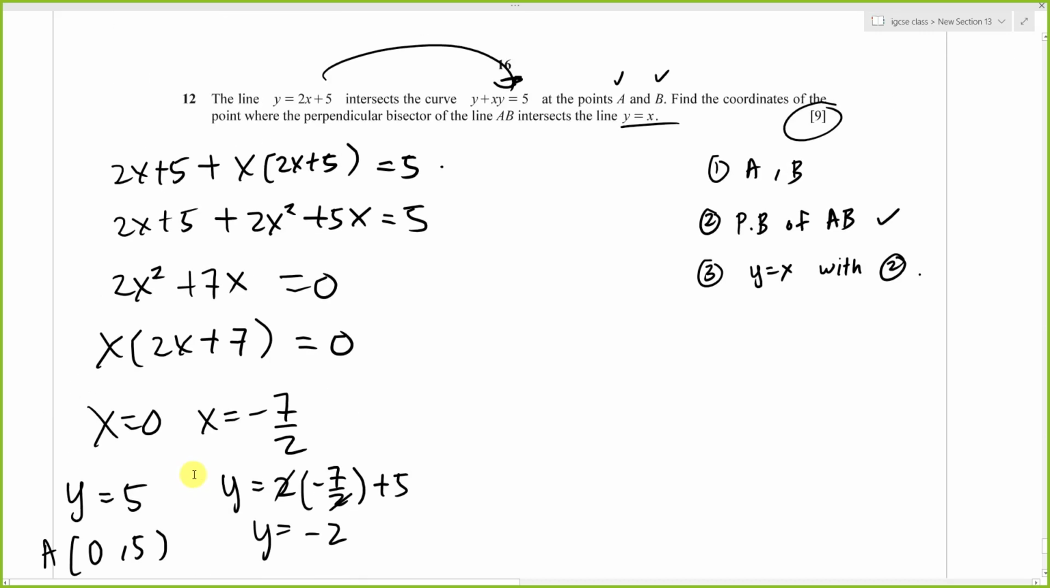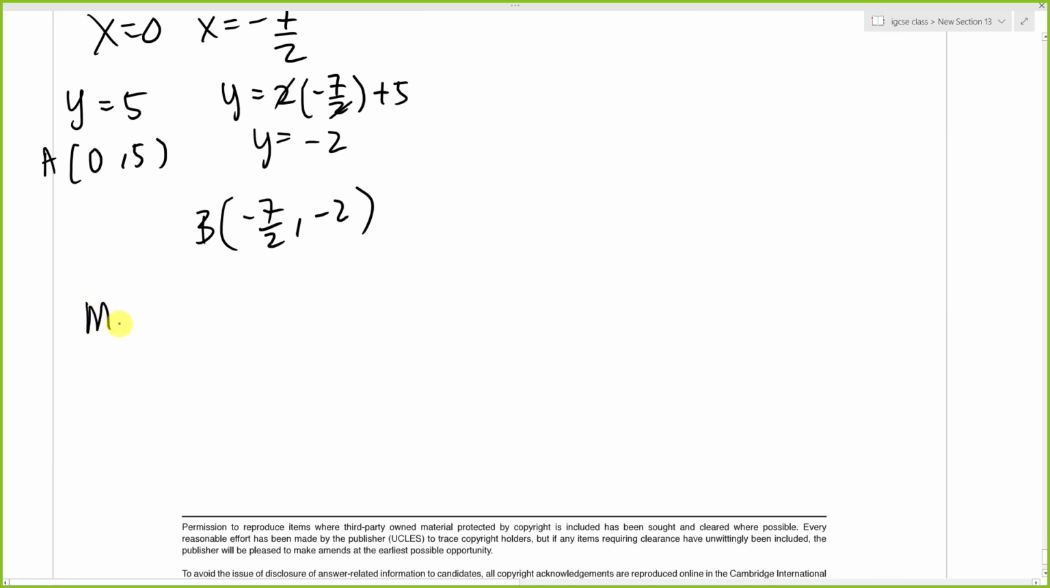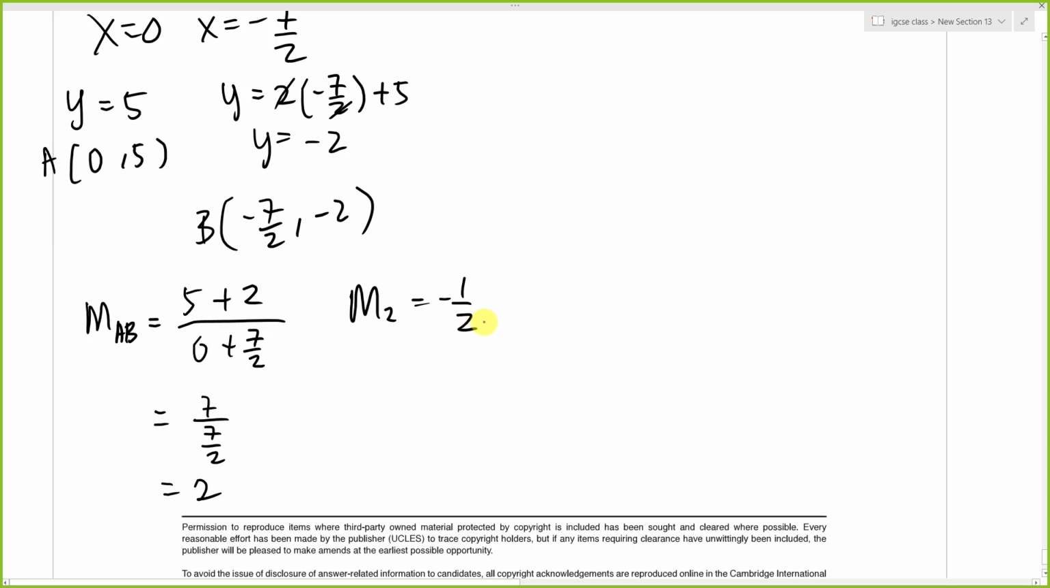When I say perpendicular bisector, you always need two pieces of information: the second gradient m2, and a midpoint. Because this is the perpendicular bisector of AB, it will pass through the midpoint of AB and be perpendicular to the gradient of AB. So first, find the gradient of AB. It's y minus y over x minus x. So this is 7 over 7 over 2, which is 2. So m2 is negative 1 over 2.